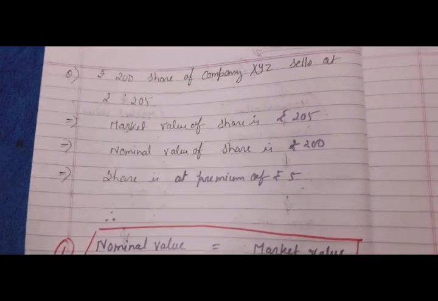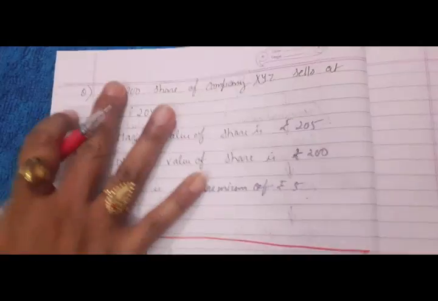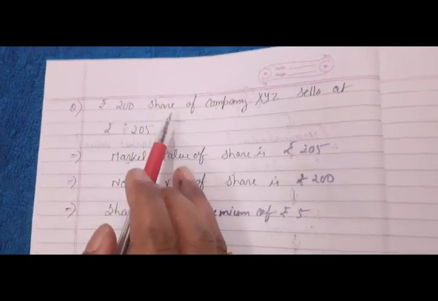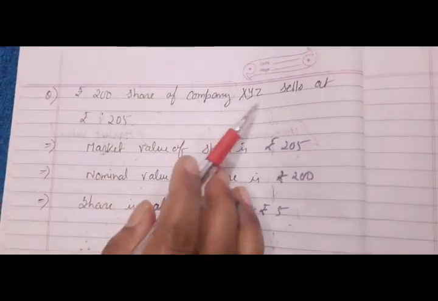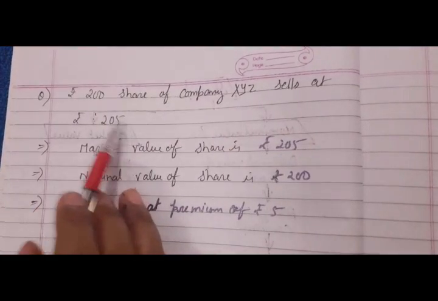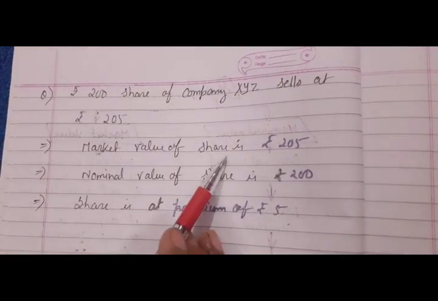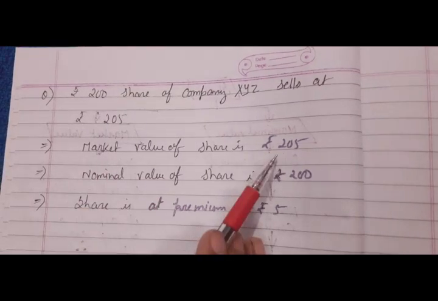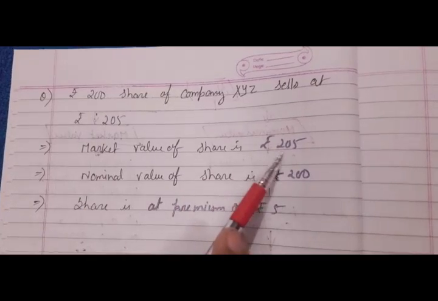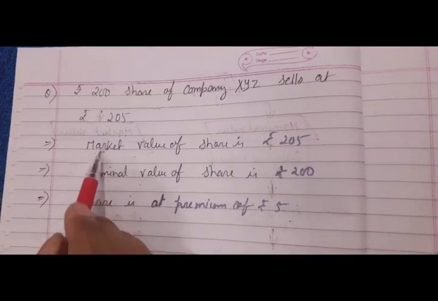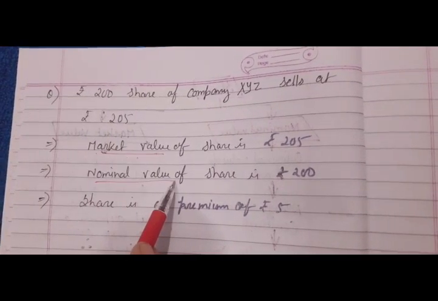Now overall, for example, I have written a line and we have to understand what is given here. Rupees 200 share of company XYZ sells at rupees 205. Here, what is the market value of the share? Market value is rupees 205, which is the present cost. At present, the cost of each share is rupees 205. That is the market value. Then what is the nominal value?